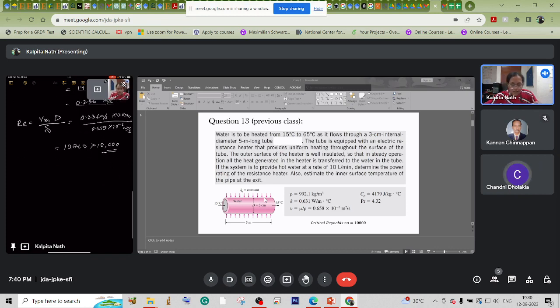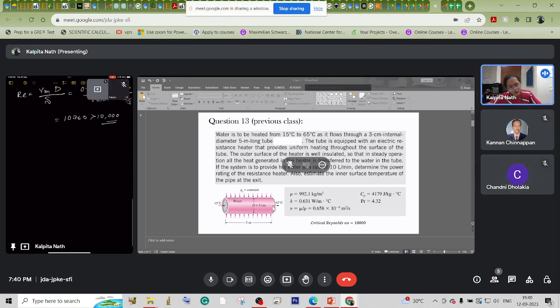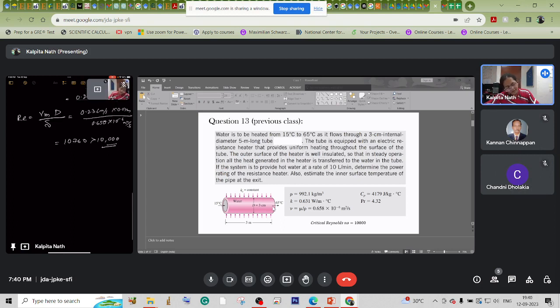It will be dv rho by mu, no? Yeah, dv rho by mu. Mu upon rho is the kinematic viscosity. Yeah. So critical Reynolds number is provided to us as 10,000. So it is greater than 10,000, that is, the flow is turbulent. Right.